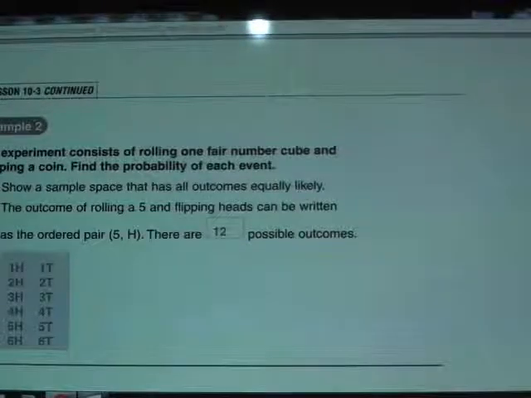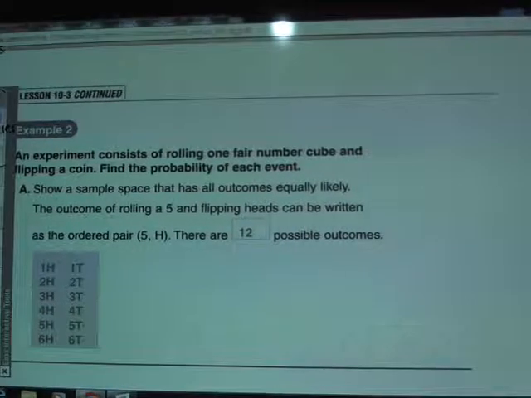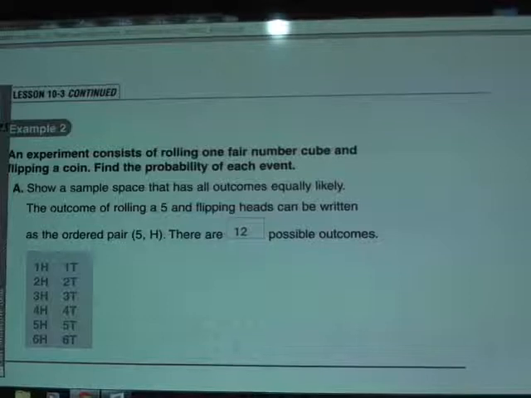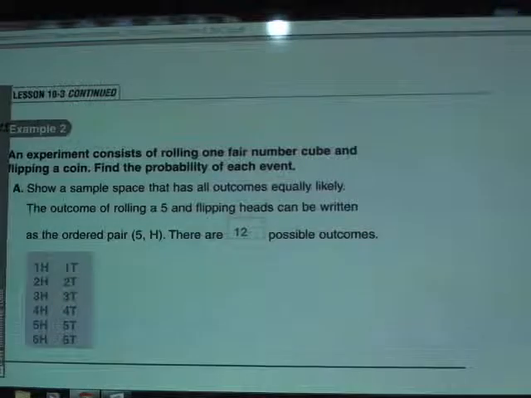All right, let's go ahead and take a look at number 2. It says an experiment consists of rolling one fair number cube and flipping a coin, and we're supposed to find the probability of the event. So the first thing they ask us to do here is they show a sample space that has all the outcomes equally likely. The outcome of rolling a 5 and flipping heads can be written as the ordered pair 5, H, meaning there's 12 possible outcomes here.